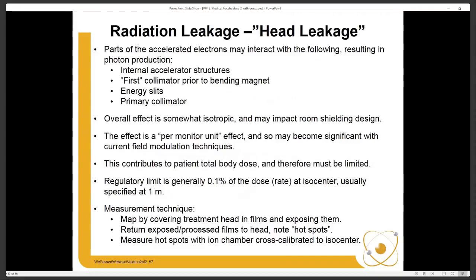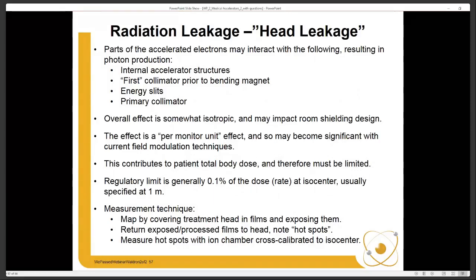So let's go. It said at the beginning I would cover head leakage. I draw this picture of an accelerator and an accelerator head as though everything's neat and tidy. But the reality is that when we produce an electron or a photon beam, there's scatter occurring everywhere. And if we were to shut the jaws of the machine so that the useful beam can't exit the head, without a lot of shielding, we would measure quite a large fluence of electrons and photons in the room. And this, of course, contributes to the patient's total body dose. So it is important that we limit this.